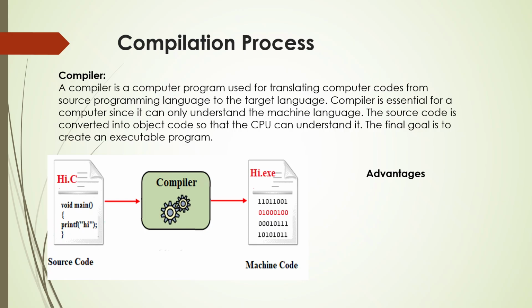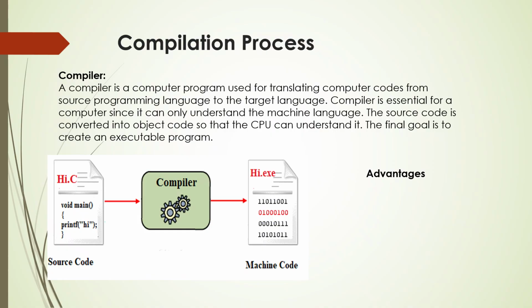A compiler is a special software program that translates the entire source code written in a high level programming language into machine code before the program is executed. In simple words, we can say that a compiler acts like a translator between the programmer and the computer.